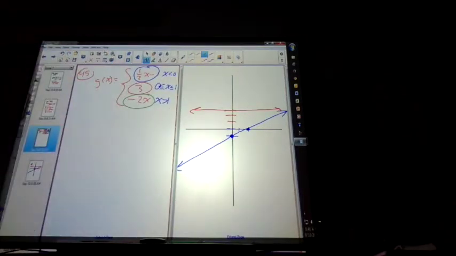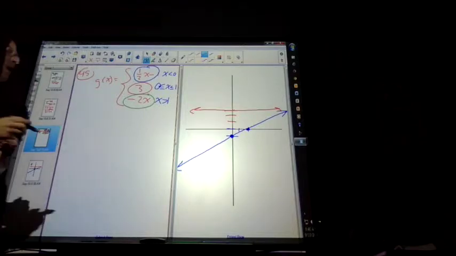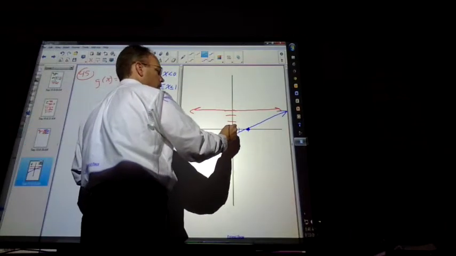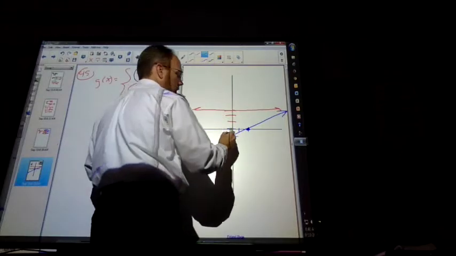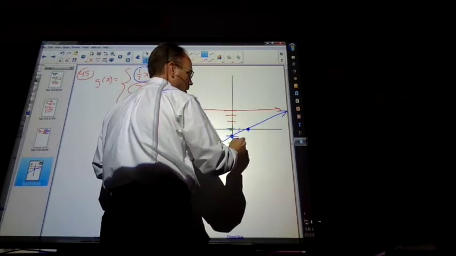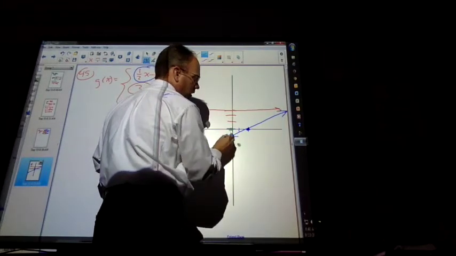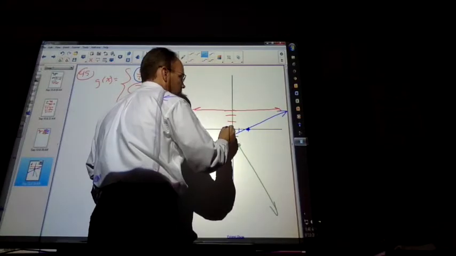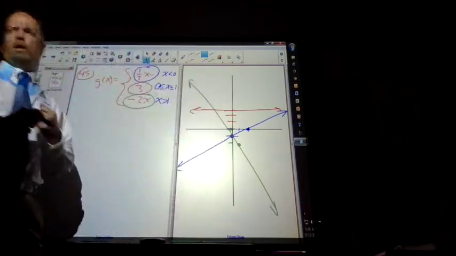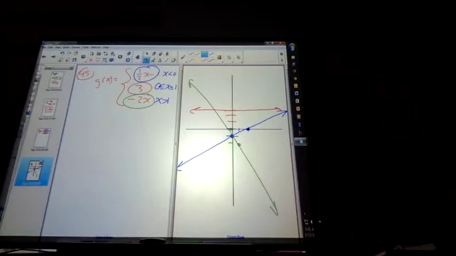What's the y-intercept of that line? 0. What's the slope? So I'm going to go down 2, right 1. And again, I'm drawing my entire, all 3 lines. Okay? But I only need a portion of each of the lines. So now let's figure out what the portion we need.